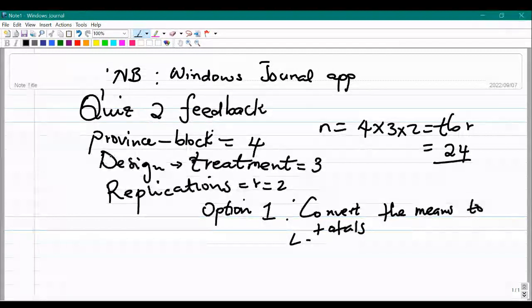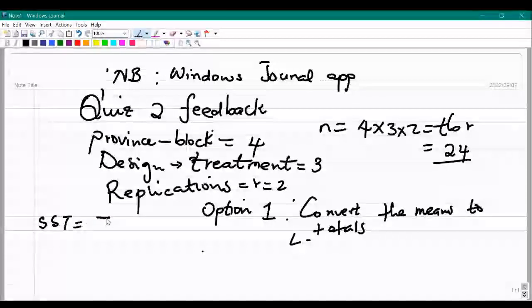You multiply the means by 2. If you do that, yes, you multiply all those given values there by 2, and by doing that you will find the totals of each cell. So if you do that, it means now you can use these formulas in the SST for the treatment.